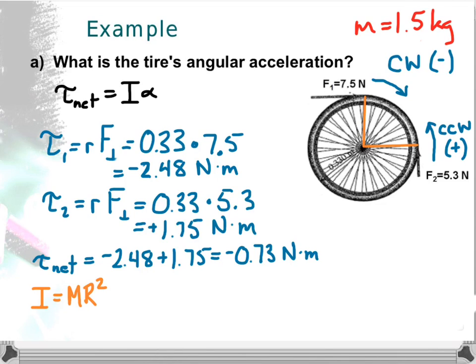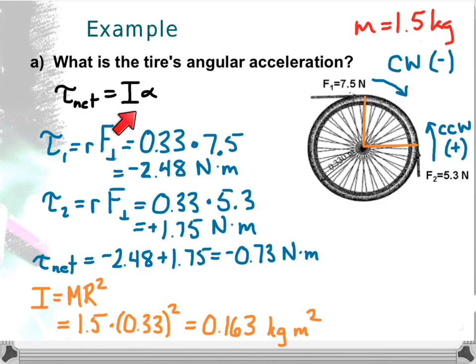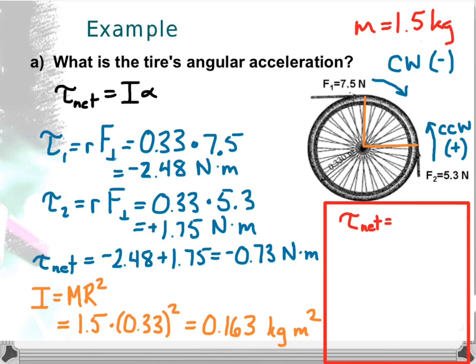Let's plug in the mass of the tire, that's 1.5 kilograms, and then multiply it times the radius of the tire, which is 0.33 meters. We have to square that. And when I evaluate this, I get 0.163 kilogram meters squared. So that is the rotational inertia of the tire. Let me create a little box here, because now what I have to do is plug both of those things into this equation, and I get tau net equals I times alpha.